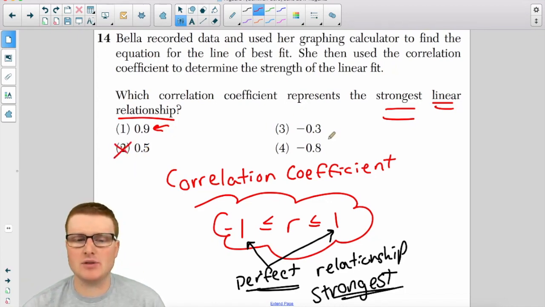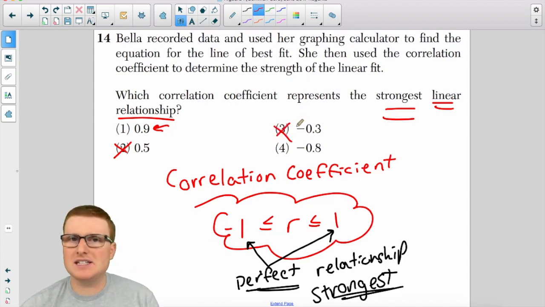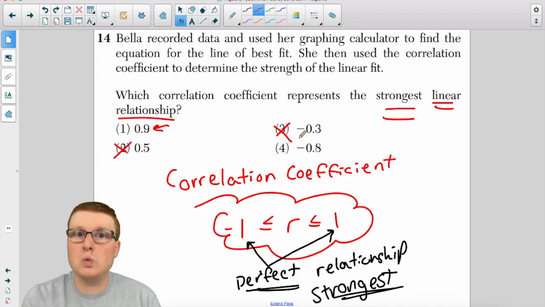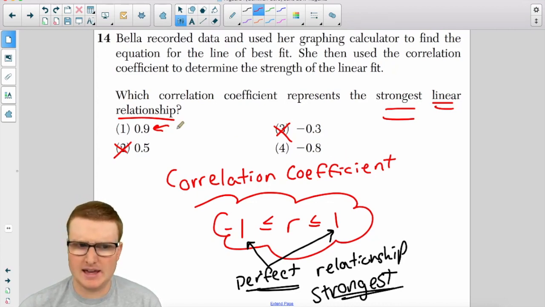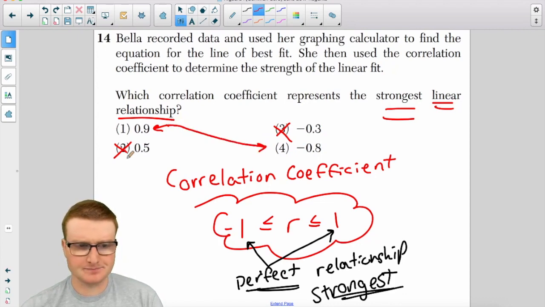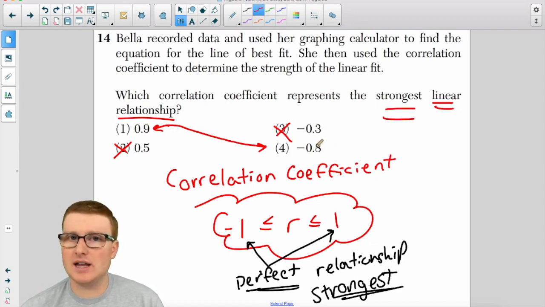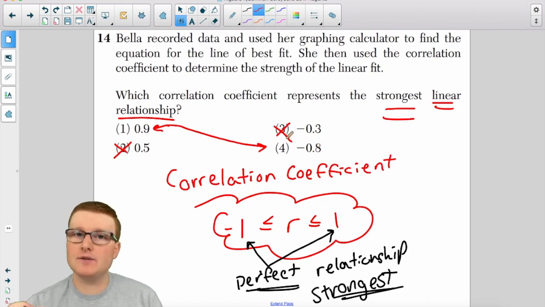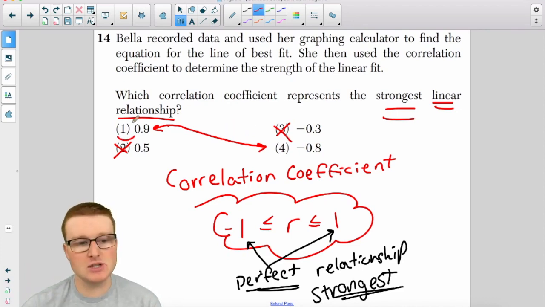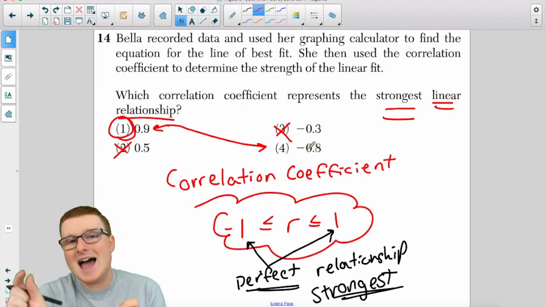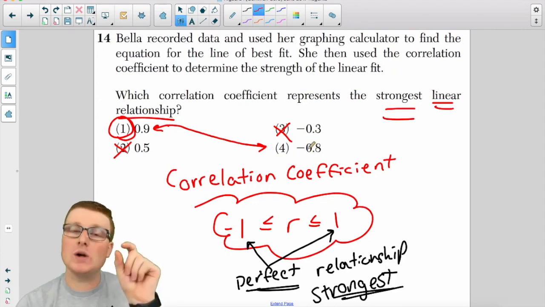Choice 3 shows -0.3. Now, that is incorrect, not because it's negative, because -0.3 shows a negative, moderate, or close to weak correlation. And choice 4 shows -0.8. Oh, shoot. Okay. Let's talk about these two, choices 1 and 4. This shows positive 0.9. This shows -0.8. I don't care if it's positive or negative. You're looking for the one that is closest to either +1 or -1. And your answer is going to be choice 1, because on the number line, -0.8 is not as close to -1 as 0.9 is to 1.